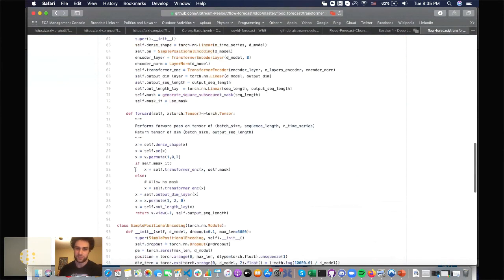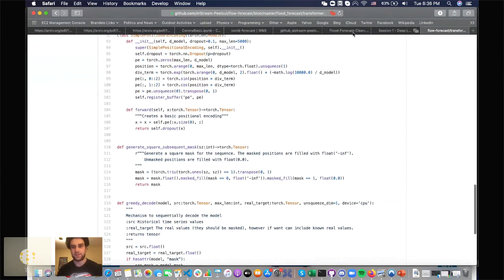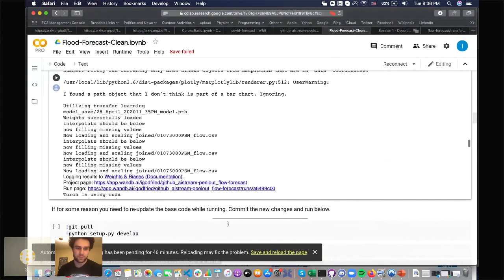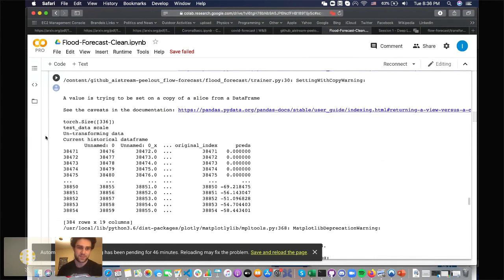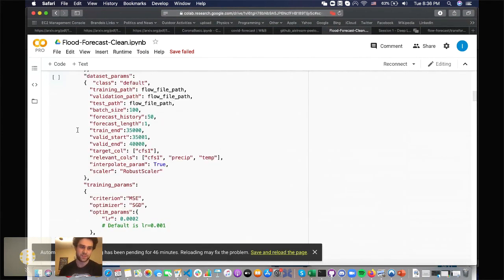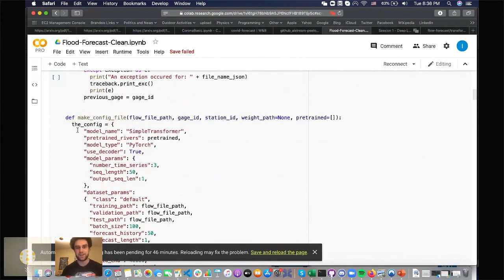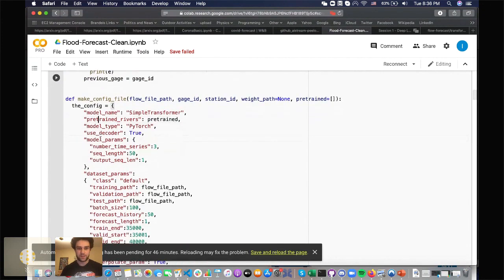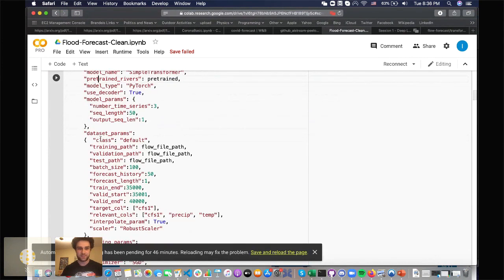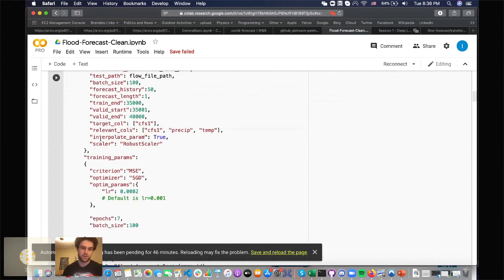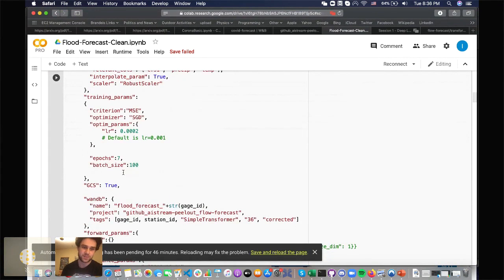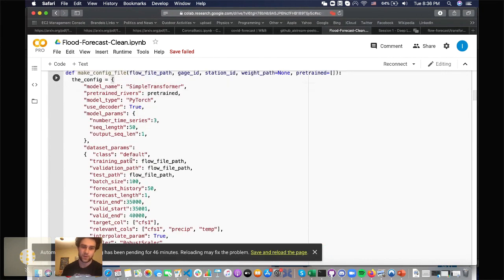There's a custom transformer. And the way it works is we have a custom configuration file. This integrates very nicely with Weights and Biases, because when I go to log the training run, it logs this full configuration file with all my different parameters: what optimizer I'm using, how many time steps I'm forecasting ahead, et cetera.